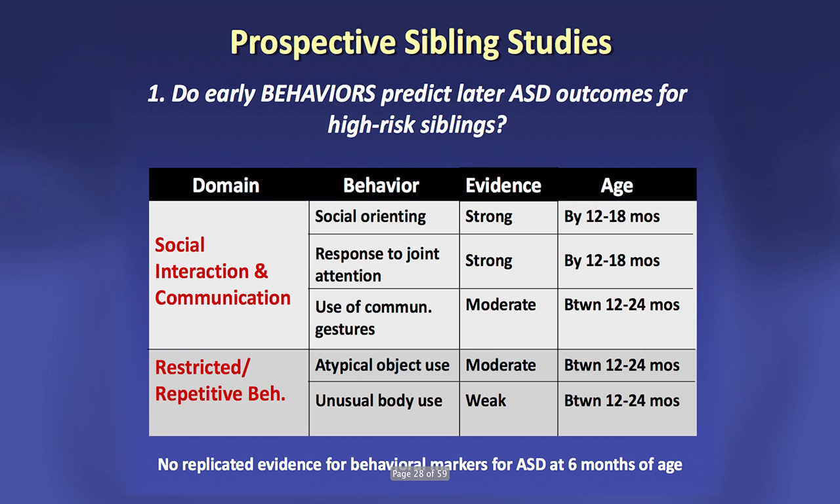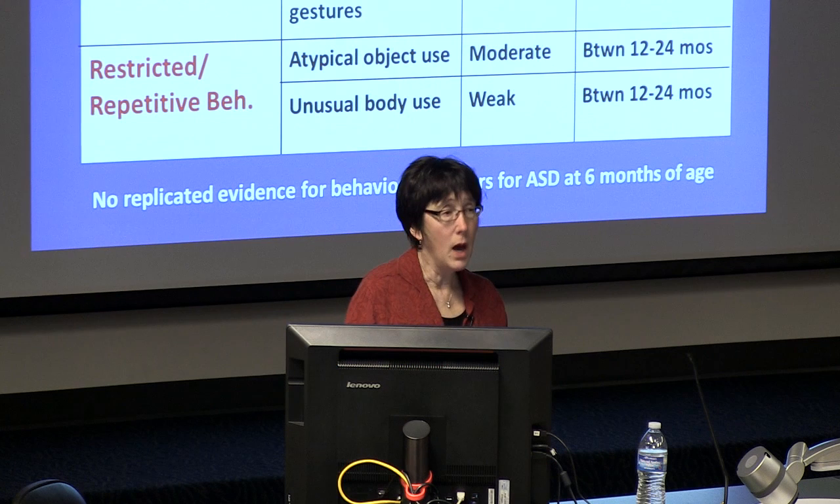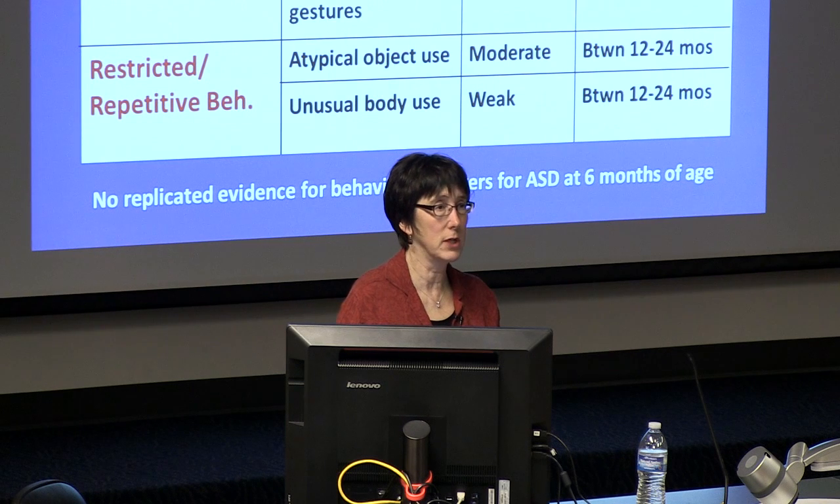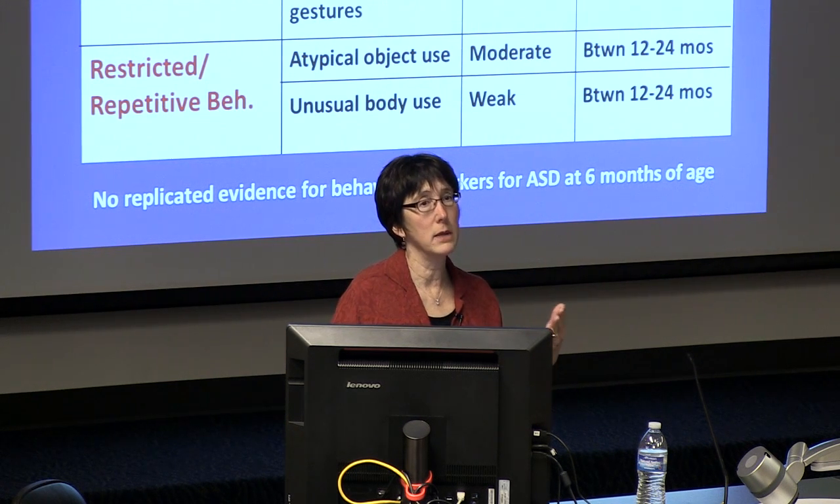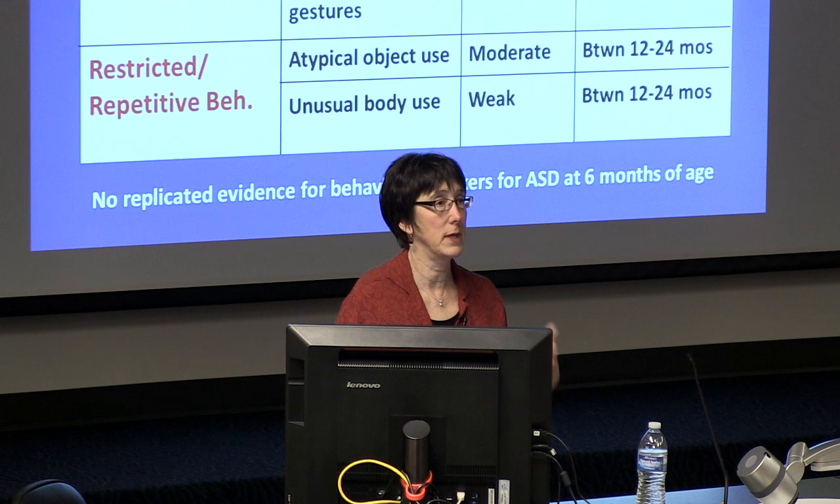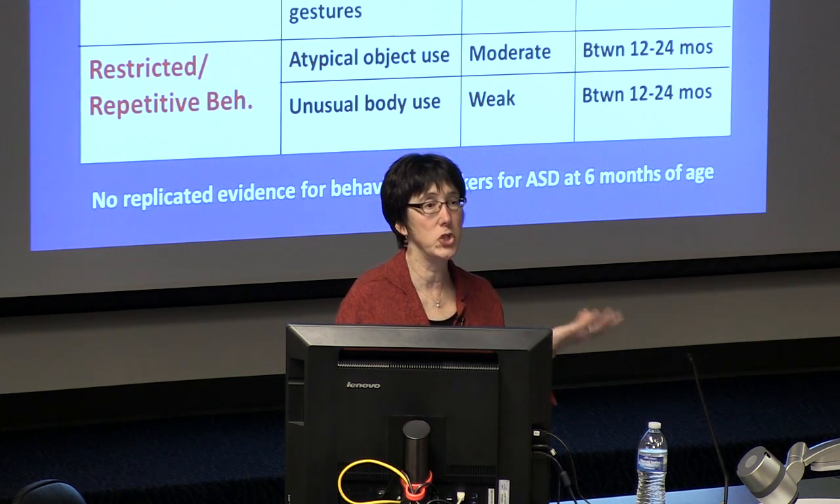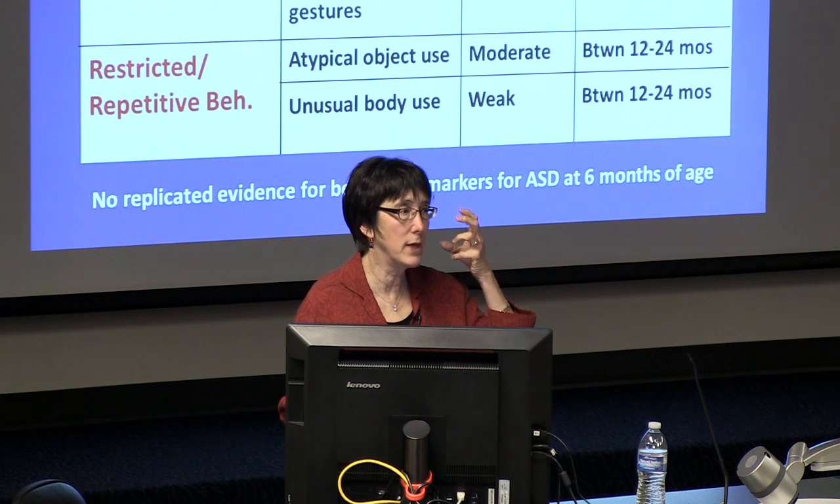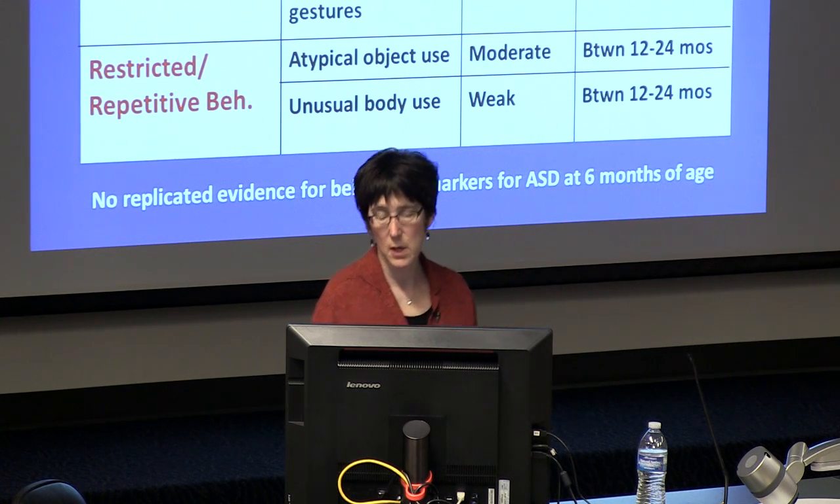When I say strong, I mean replicated by different research groups. So there is some evidence, especially in the social domain, that there are behaviors we can look for in young children. We haven't yet found differences as young as 6 months in terms of behavior, but people are looking at that, and now people are looking at electrophysiological measures like EEGs and event-related potentials, evoked potentials, to see if there are differences in the way the brain is working that may precede behavioral differences.